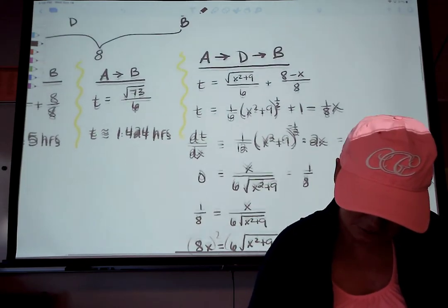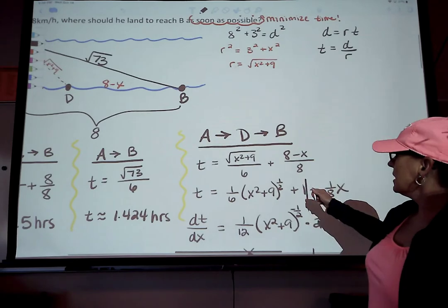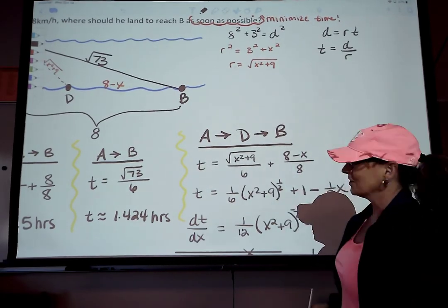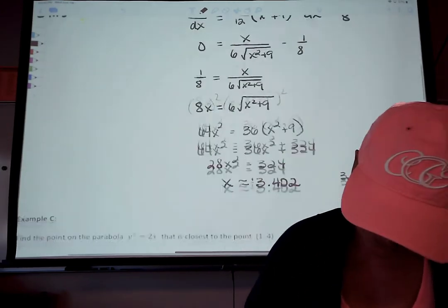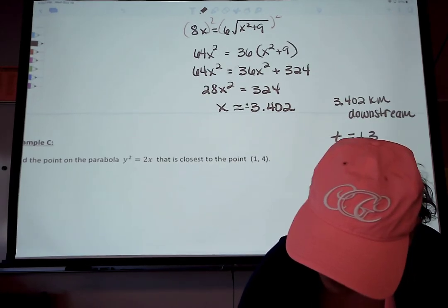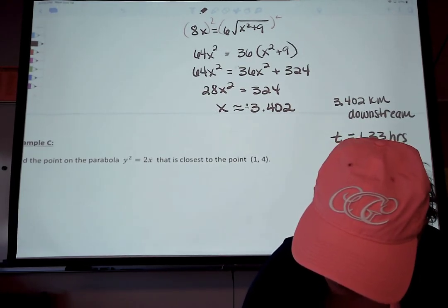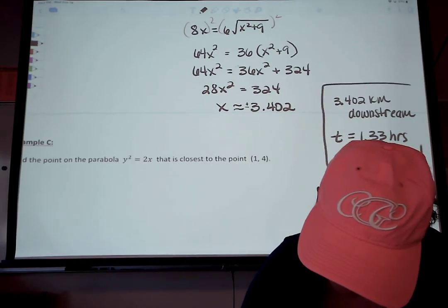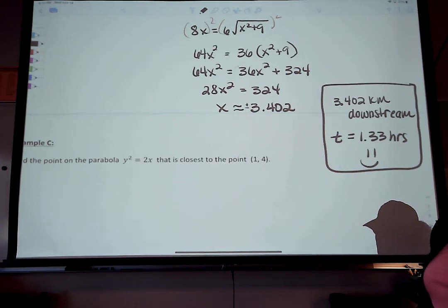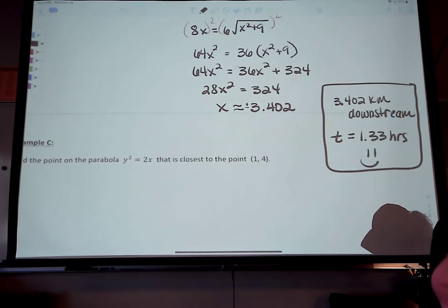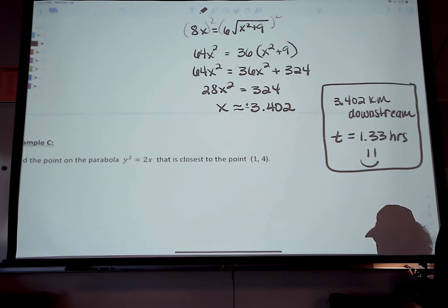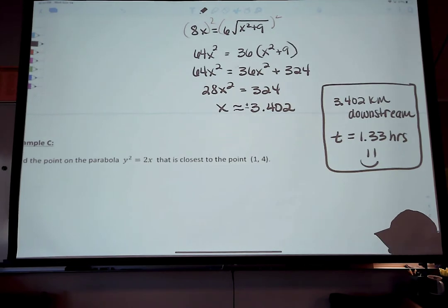So if we take 3.402 and plug it in, of course, with a calculator, plug it in here and here, the time turns out to be 1.33 hours. And that is the quickest route. And that was a 16.5-minute long problem. Holy moly.